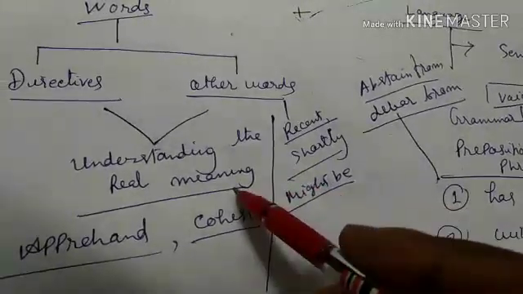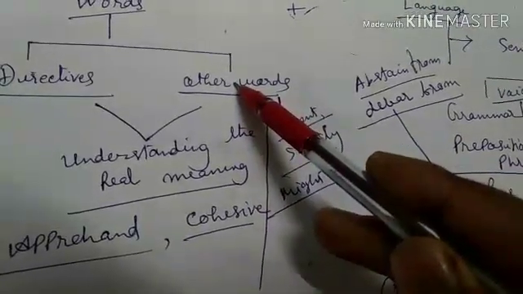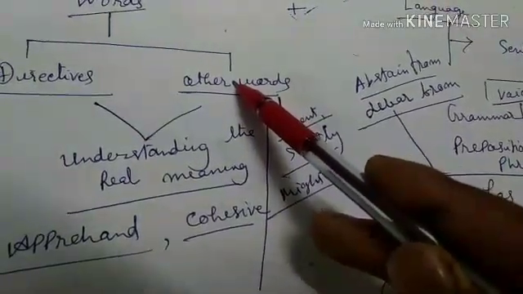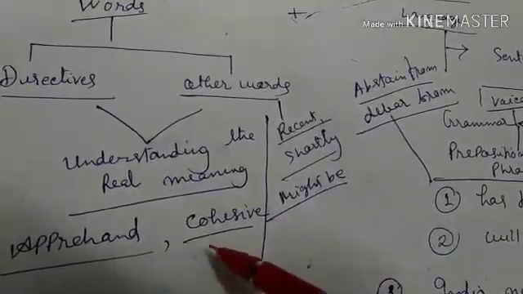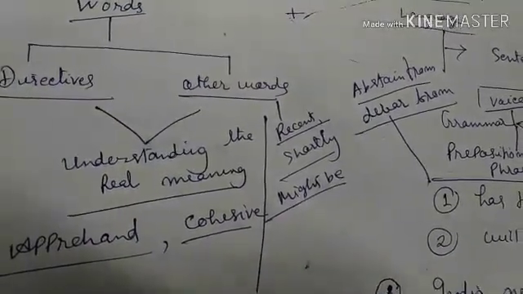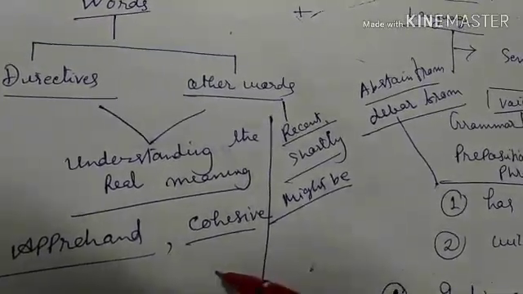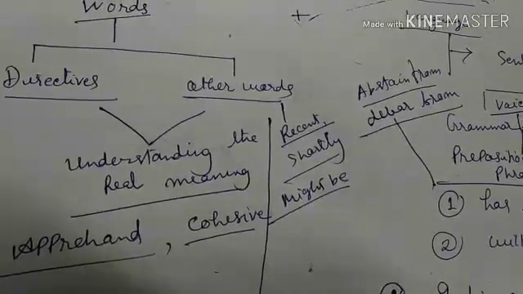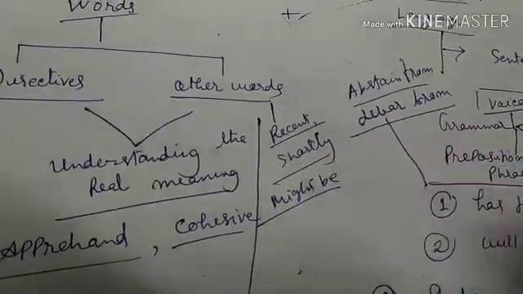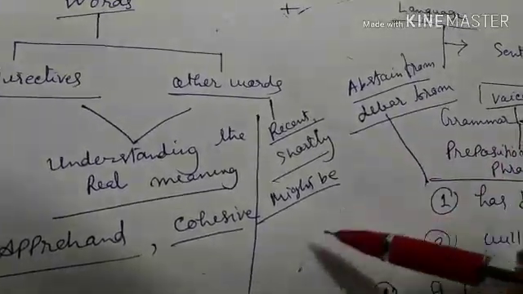So understanding the real meaning of the directives and other words is very necessary to understand the question in a better way. For example, apprehend, cohesive. These are some kind of words. These are just two examples. If I ask you, what is the real meaning of apprehend? What is the real meaning of cohesive? 80% will fail. I can guarantee it. In this way, there are some other time-frame words like recent, shortly, might be, maybe.